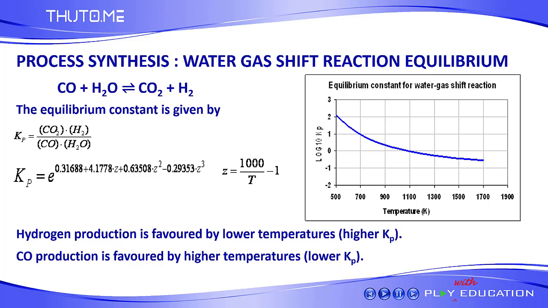If we plot that equilibrium function, the Kp, as a function of temperature, we can see that it is decreasing with temperature. If you look at it, it essentially means that hydrogen production is favored at lower temperatures, because at lower temperatures the Kp is increasing. So at lower temperatures, if the Kp is increasing, it means that the products are increasing. And then CO production is favored by higher temperatures, because at higher temperatures the value of Kp is much lower compared to at lower temperatures. So the denominator becomes bigger. That's what it essentially means.